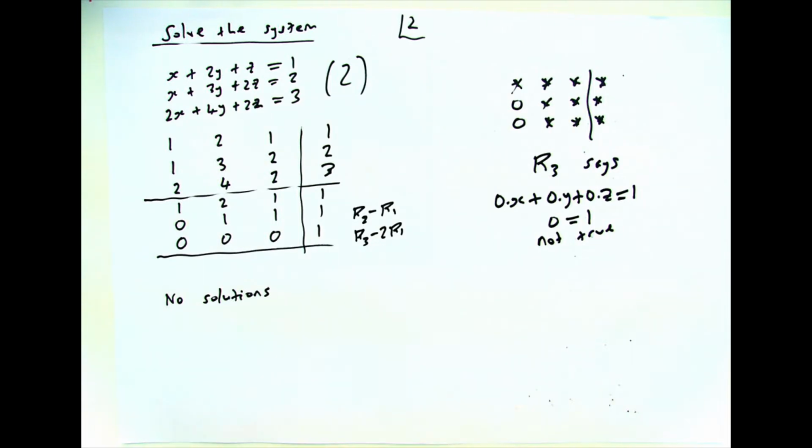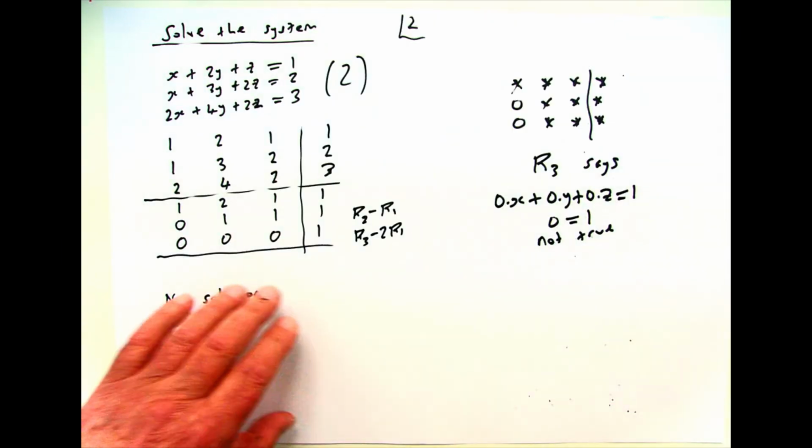Okay, is that clear? So if you have a row of zeros on the left and a non-zero thing on the right, like we have here, then if you think of it as an equation, it means 0 equals something which is not 0, and that's not true, so we can't have any solutions. Okay, so there are no solutions.